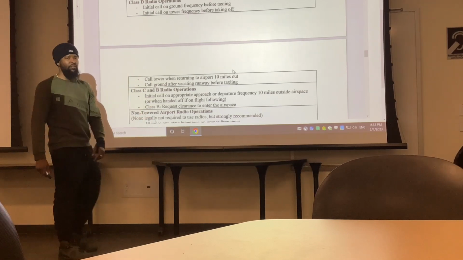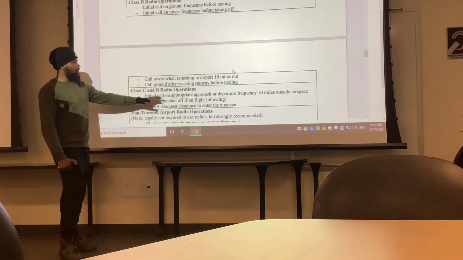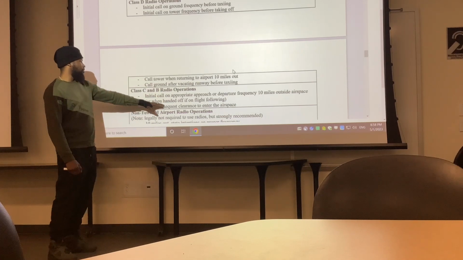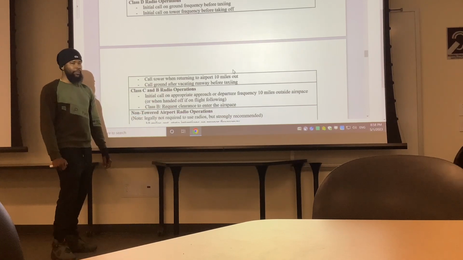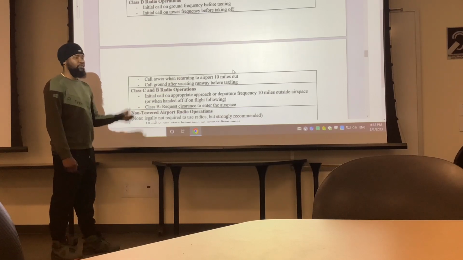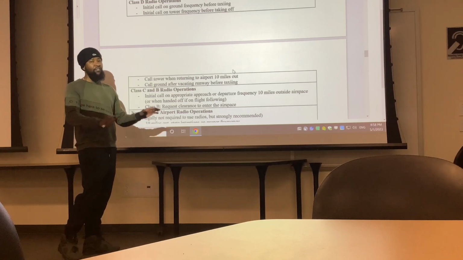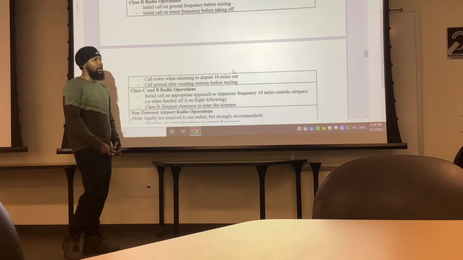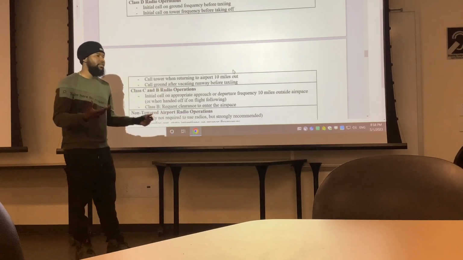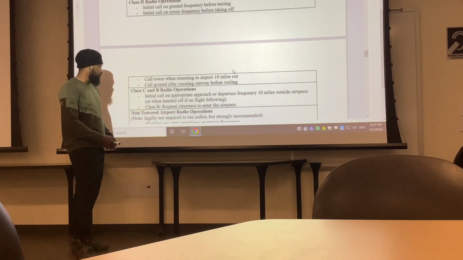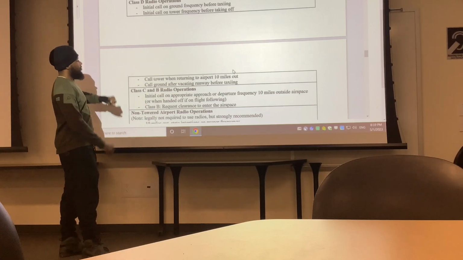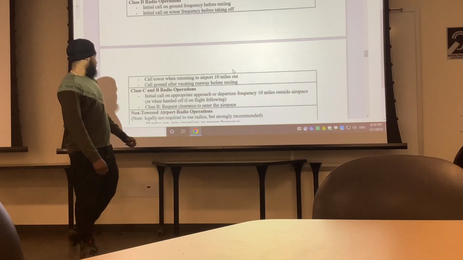In class Charlie and Bravo, you also have to make the initial call within 10 miles out of the airport, and whenever you hand off to flight following, you would contact them. Class Bravo is a special case where you have to request clearance into the airspace before you ever enter, and you have to hear the words "you are cleared into the class Bravo airspace." So that's just some special caveats of operations in controlled airspace areas.